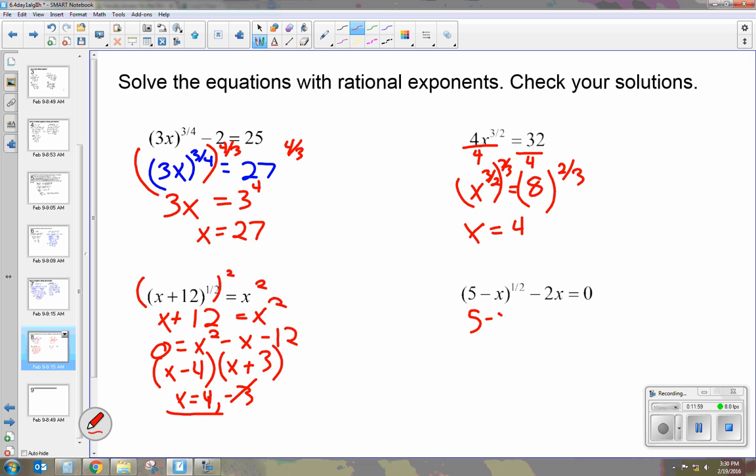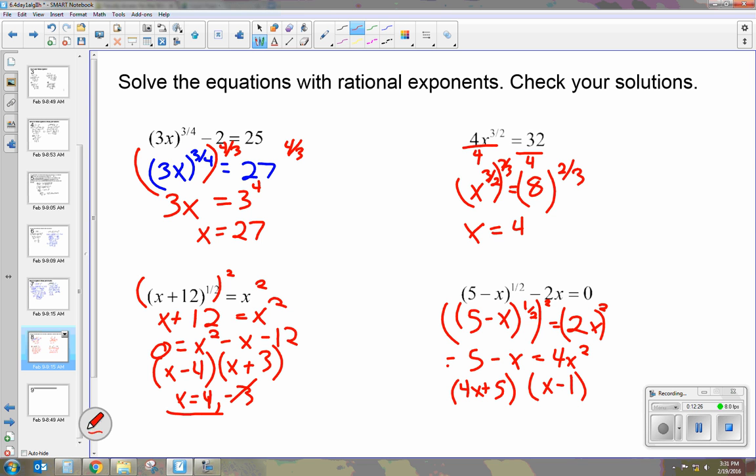Down here, we're going to move our 2x to the other side, and then we're just going to square both sides. Make sure you square the entire term on the right. So we're left with 5 - x = 4x squared. This is going to factor into (4x + 5)(x - 1). So we're left with x = -5/4 and x = 1. -5/4 is an extraneous solution, so our answer is x = 1.